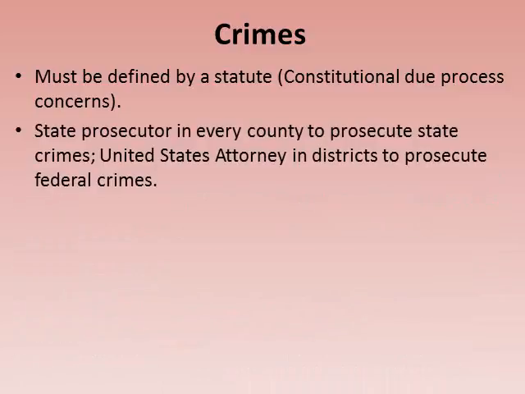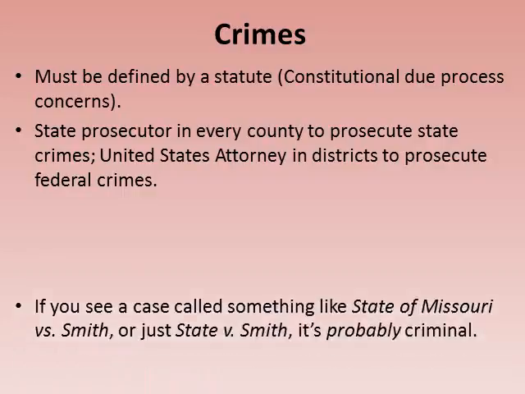A state prosecutor exists in every county in the state. And the purpose of the prosecutor is to prosecute state crimes. At the federal level, we have federal crimes, and we have a U.S. attorney in districts that look a lot like the federal district court districts, probably the same kind of territories. And so each one of those districts has a U.S. attorney and a number of assistant U.S. attorneys whose job it is to prosecute people who violate federal criminal law.